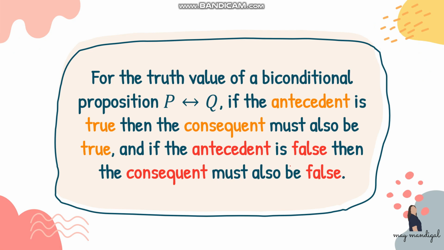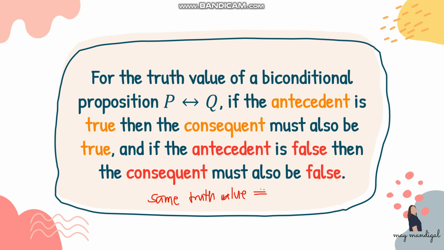For the truth value of a biconditional proposition, P if and only if Q, if the antecedent is true, then the consequent must also be true. And if the antecedent is false, then the consequent must also be false. Since it is if and only if, that means it's a two-way. Therefore, both the consequent and antecedent must have the same truth value before we can say that they are true. So that means the antecedent and the consequent must have the same truth value so that we can say that the given biconditional proposition is also true. So, same truth value.